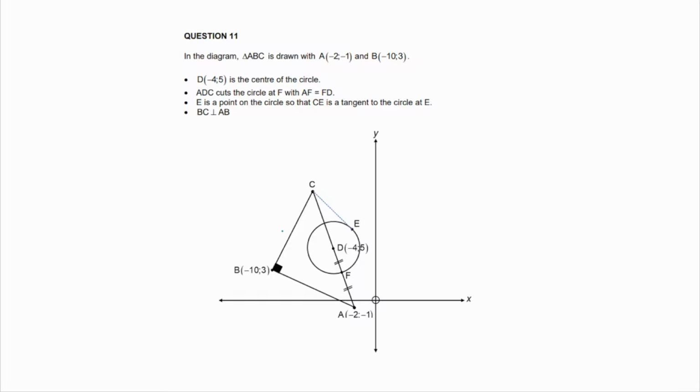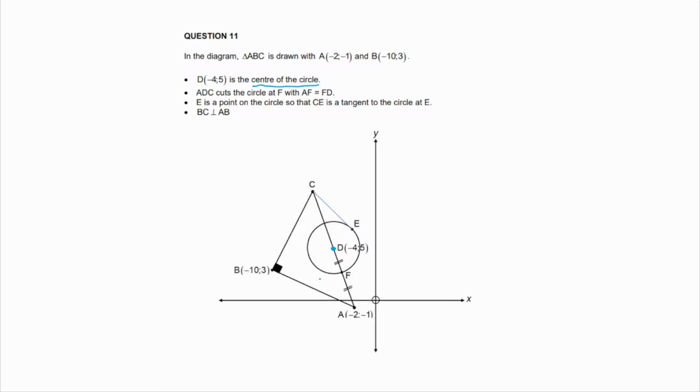So here in the diagram, they say triangle ABC is drawn with A. They give the coordinates of A and the coordinates of B. They say D is the center of the circle. So here's D, the center of the circle. Very important. So what does that make DF? That makes DF a radius. That's an important fact. And again, we could construct another radius over here, which could be helpful. So always be thinking when they give you information.